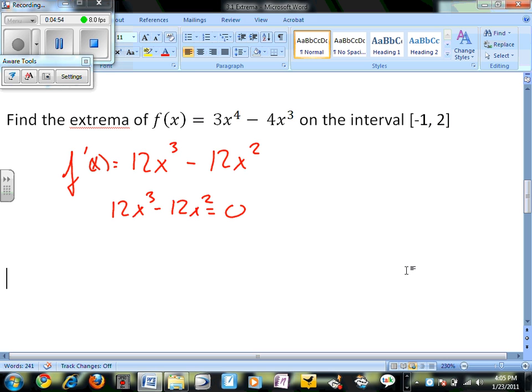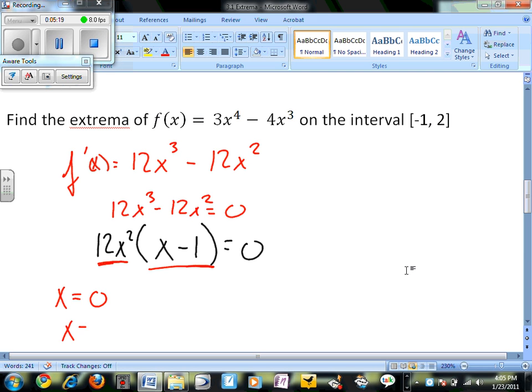Well, to solve this, I can factor out, they have a common term of 12x squared. So 12x squared, I'll pull that out, and I'll end up with just an x left over here and just a 1 left over here. In order to solve this, I just set both of these equal to 0: 12x squared equal to 0 and x minus 1 equal to 0. So I get two values that are going to be my critical points for this graph. So I'm going to have x equal to 0 and x equal to 1.